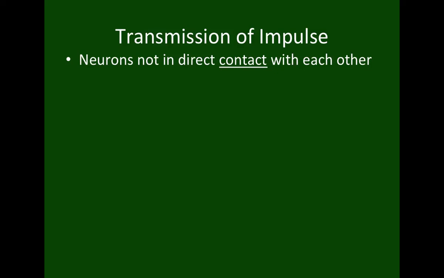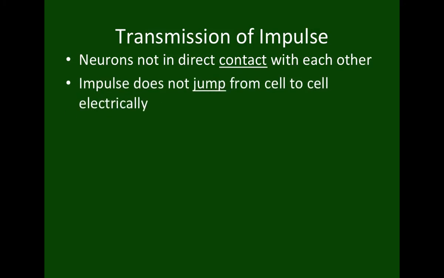Now, there's a couple of things you need to keep in mind. The neurons, or the neuron and the muscle, are not in direct contact with each other. They actually don't physically touch. In addition, if you're thinking like an electricity type of thing where it would just kind of spark over, that doesn't happen either. The impulse does not jump across in an arc, like an arc of electricity between two wires or something like that. It doesn't work that way.